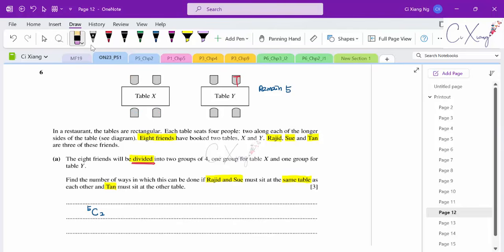We also have the cases where Rajit and Sue are actually sitting at table Y and T at table X. For this case, 5C2 means that you choose 2 persons and put them into table Y, followed by the remaining 3 persons into table X. So there are 2 cases here, therefore I multiply it by 2. So for this question, by right, you should have the answer 20. Okay, so let's continue to the next part.